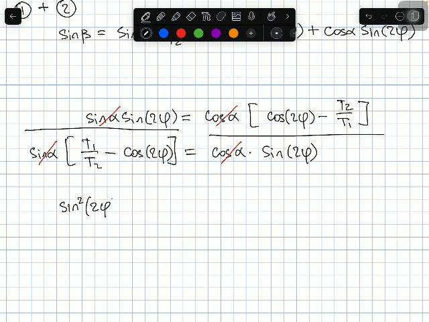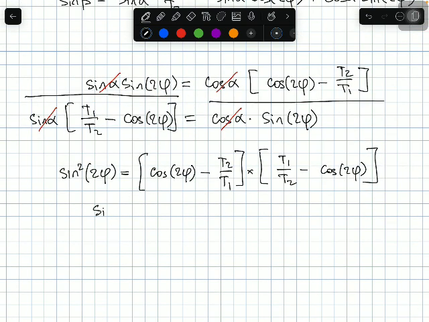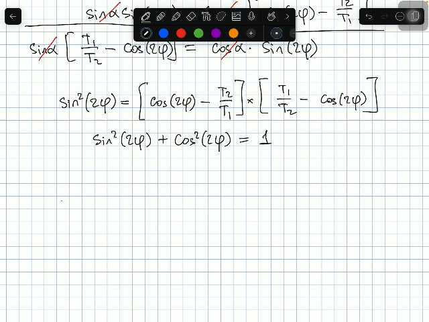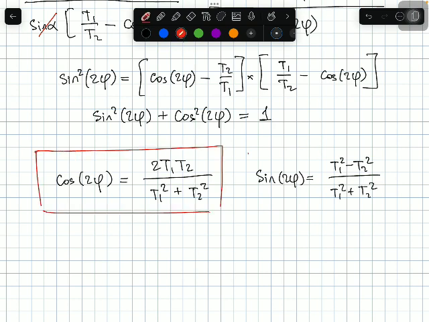Sine squared 2 phi equals cosine 2 phi minus t2 over t1, multiplied by t1 over t2 minus cosine 2 phi. If you manipulate this equation a little bit, and considering the fact that sine square 2 phi plus cosine square 2 phi equals 1, you should be able to get the following results for cosine 2 phi: 2 t1 t2 divided by t1 squared plus t2 squared. And similarly for sine 2 phi equals t1 squared minus t2 squared divided by t1 squared plus t2 squared. These two equations are also going to be useful for us.